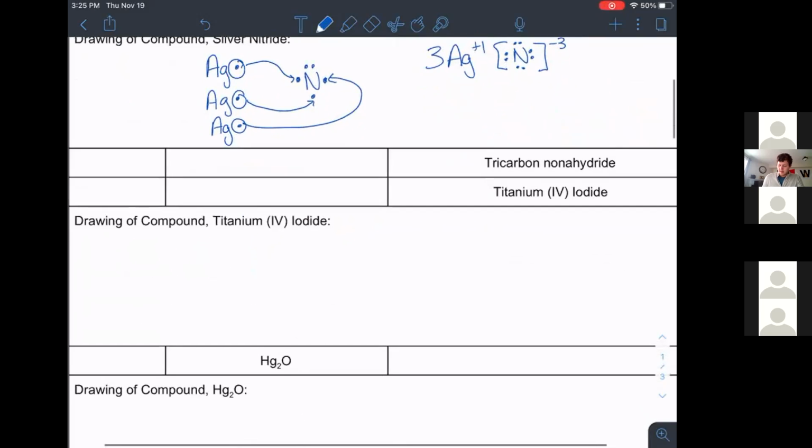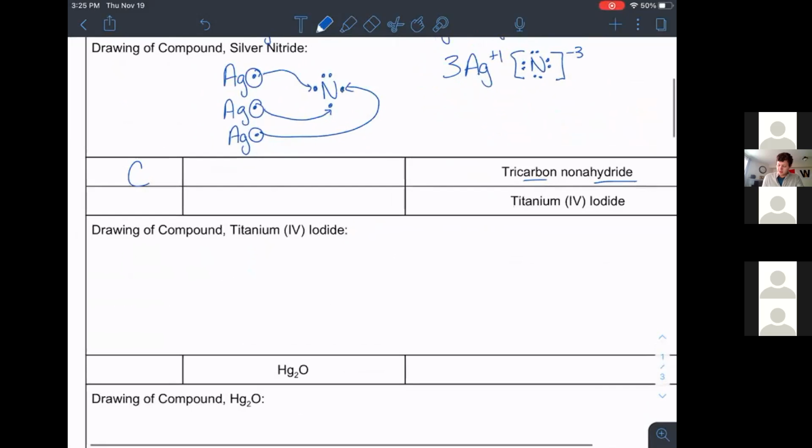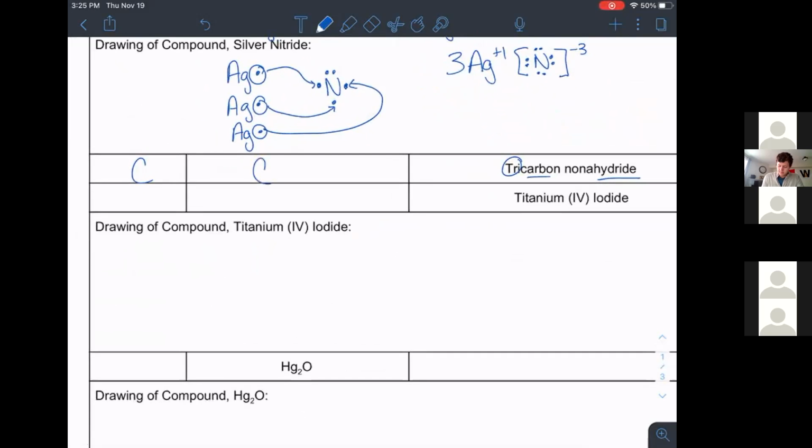The next one is also covalent because we have carbon and hydrogen. The tri tells us there's 3 of them here for carbon, and the nona tells us there are 9 hydrogens.